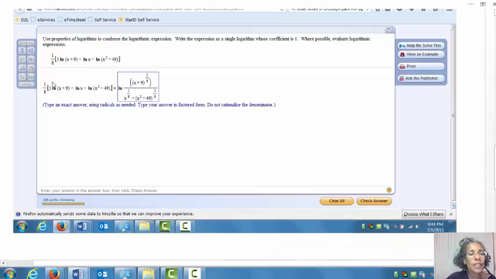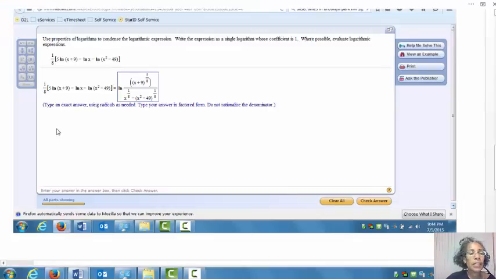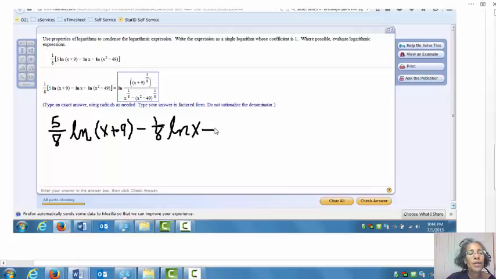All right, so the first thing that I would do in a problem like this is I would probably distribute this 1/8. So 1/8 times 5 is 5/8, times the natural log of x plus 9, minus 1/8 times the natural log of x, minus 1/8 times the natural log of x squared minus 49.